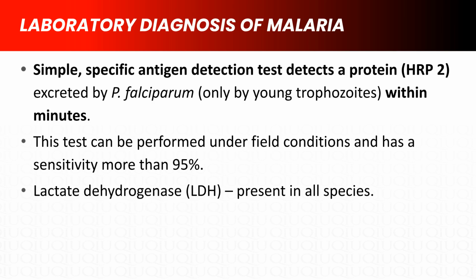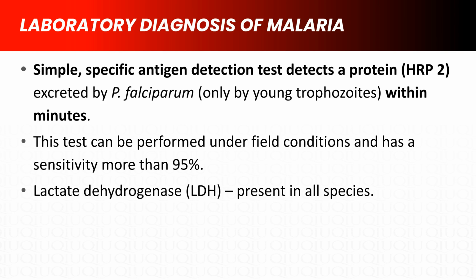Rapid diagnostic tests detect specific malarial antigens and can be performed under field conditions within 15 to 20 minutes. The HRP2 test detects histidine-rich protein 2, a protein excreted specifically by young trophozoites of P. falciparum. This test has sensitivity exceeding 95% for falciparum malaria and is extremely useful in resource-limited settings.